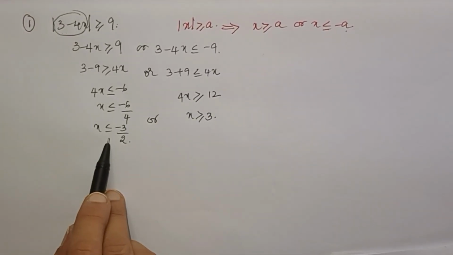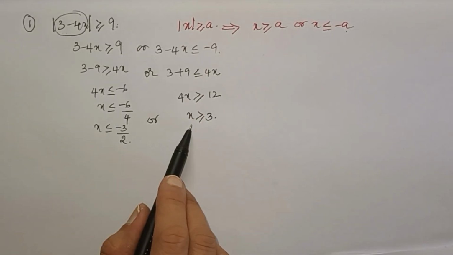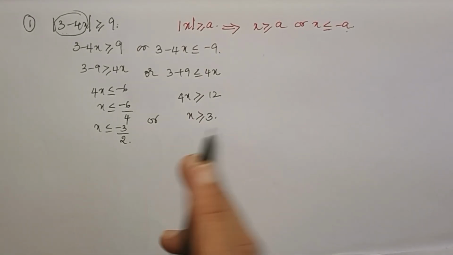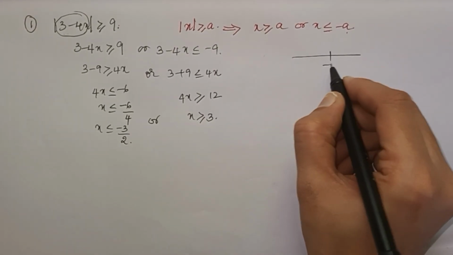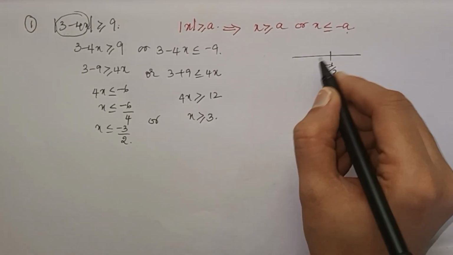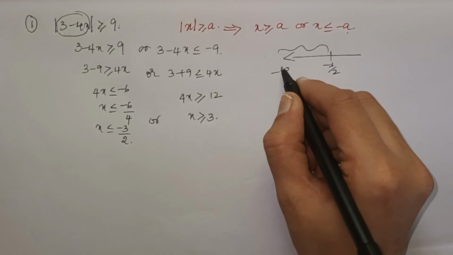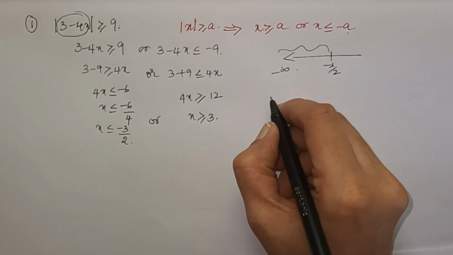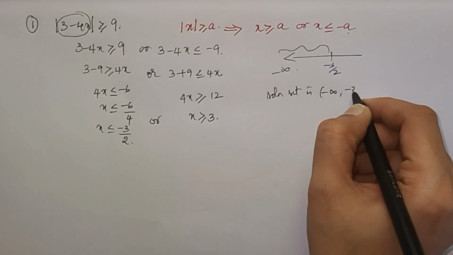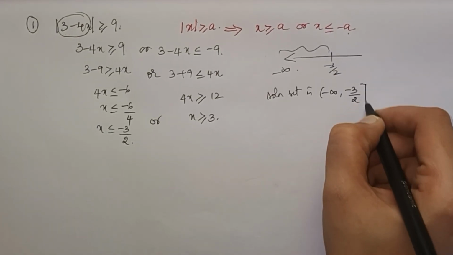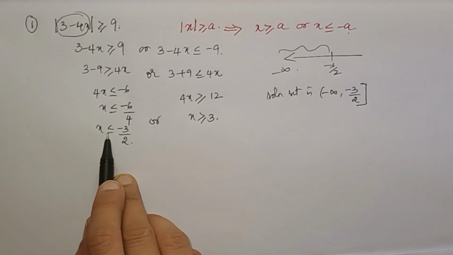X is less than or equal to minus 3 by 2, or x is greater than or equal to 3. You have to combine these two to get the solution. So first inequality, x is less than or equal to minus 3 by 2. Less than means to the left of the number. Left has minus infinity. So the solution set is minus infinity comma minus 3 by 2, closed at minus 3 by 2 because the inequality is slack.